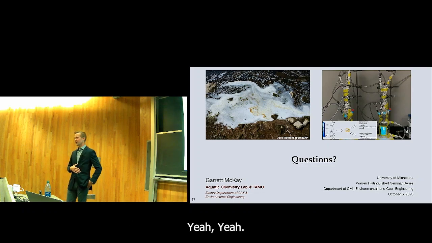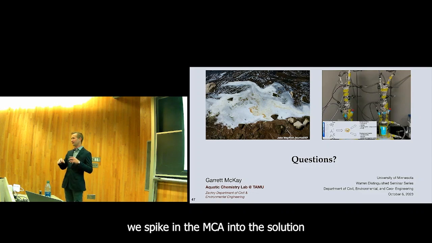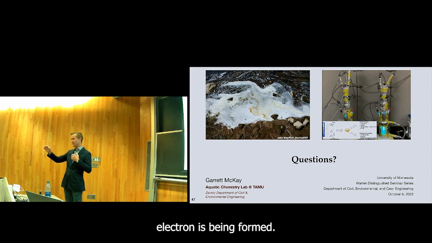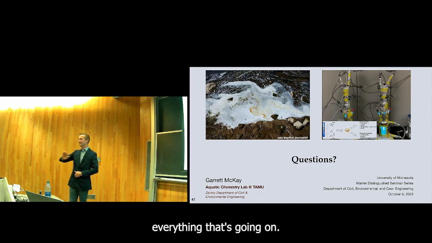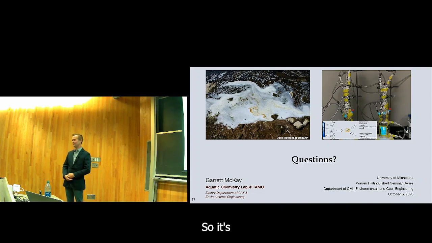Yeah, so what happens is we spike the MCA into the solution, and it's a homogeneous solution, so an electron formed in that system has the opportunity to react with one of several things and decay by different mechanisms. One of those is reacting with chloroacetate. So the probe is spiked simultaneously to the time the electron is being formed. You can imagine it like sitting like a fly on the wall, just observing everything that's going on in the ideal sense. So it's picking up on the solution conditions.